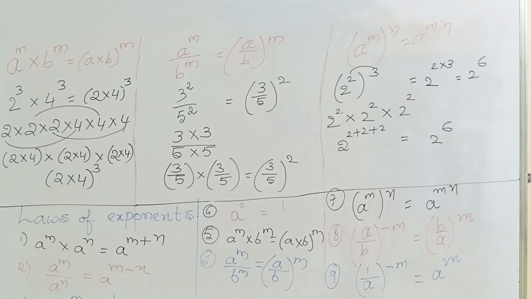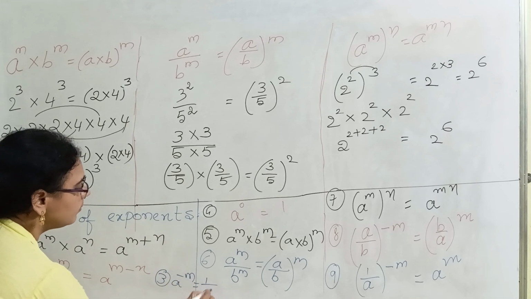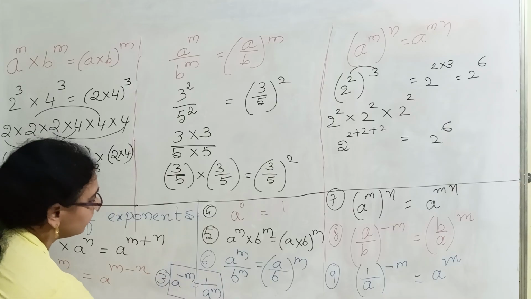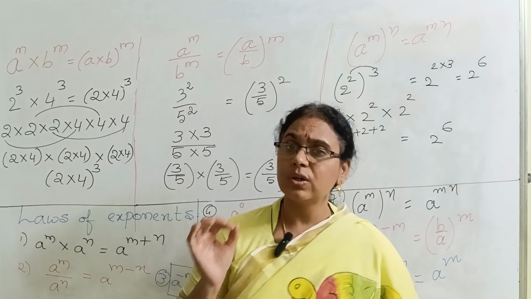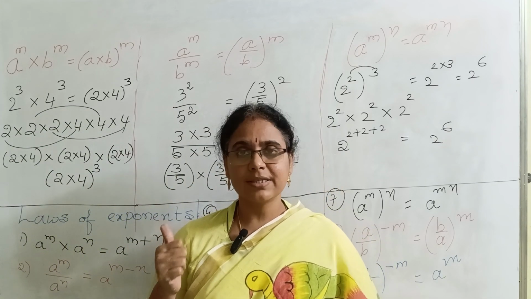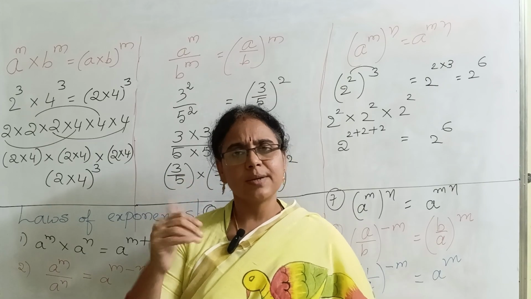Yeah, see here the third formula, a power minus m. How much is a power minus m? It is 1 by a power m. A power minus m is equal to 1 by a power m. Okay. Do you have any doubts? Did you understand? Are you clear? Yes, these laws of exponents are very easy when you are good in the formulas. If bases are same in multiplication, add the exponents. If bases are same in division, subtract the exponents.